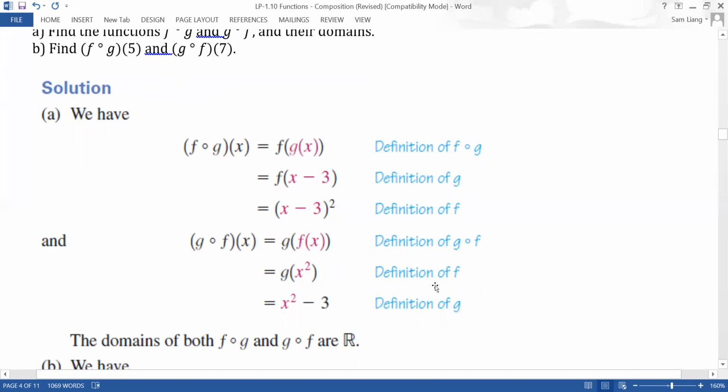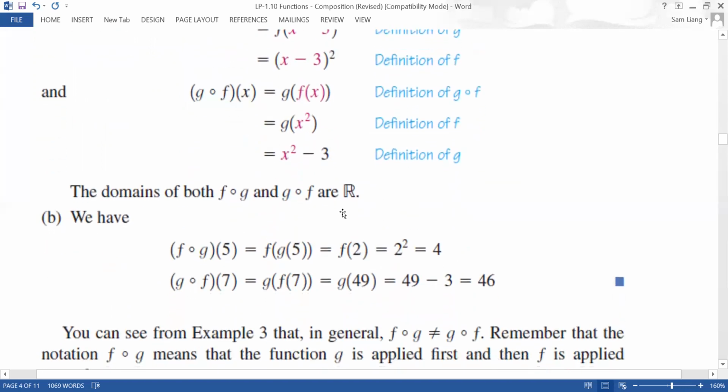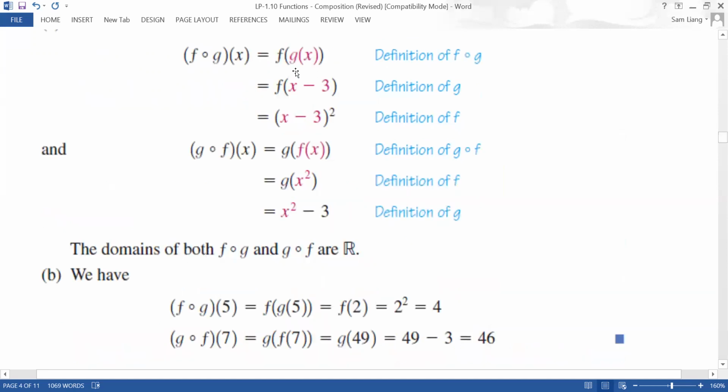Okay, if you need to copy this part down, please pause the video here, otherwise I'll move on to part B. All right, part B. So f of g of 5, right, just plug in 5 for this function. So g of 5, you just plug in 5 into x minus 3, so you get 5 minus 3, which is 2, right? Then f of 2 is 2 squared, and that equals 4. Alternatively, you can just plug in 5 into this final function, so you get 5 minus 3 squared, so 5 minus 3 is 2, then 2 squared, right? Okay, same thing.